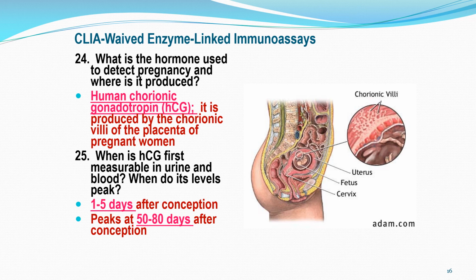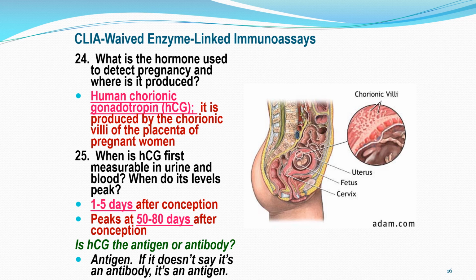So when is HCG first measurable in urine and blood, and when does its levels peak? So about 1 to 5 days after conception, it's actually measurable in urine. And it peaks, which means it gets at its highest about 50 to 80 days after conception. So is HCG the antigen or the antibody? It's the antigen. If it doesn't say it's an antibody, then it is an antigen. That's a way to help you, okay?